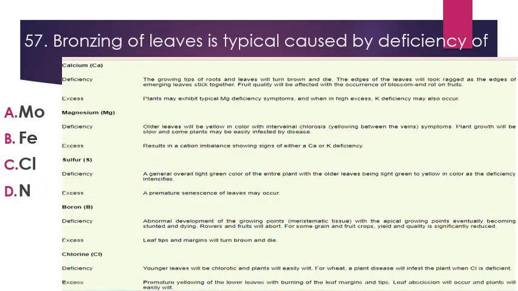Next, we have the important element, calcium. Its deficiency can be seen in the growing tips of roots and leaves, which turn brown and die. The edges of leaves will look ragged as the edges of emerging leaves stick together, and fruit quality will be affected with the occurrence of blossom end rot of fruits. Its excess exhibits typical magnesium deficiency symptoms, and when in high excess, potassium deficiency may also occur.